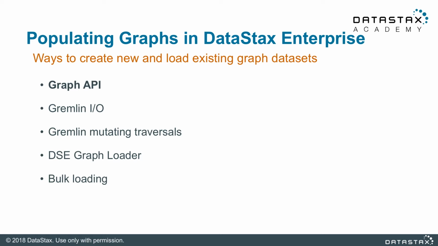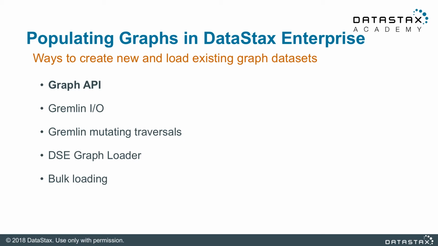One can execute individual statements in the Gremlin console or DataStax Studio, or write a script that issues many statements programmatically. This method is generally slower than the Gremlin IO utility. However, Gremlin IO is more suitable when exporting and importing existing graphs. Gremlin mutating traversals are more suitable for mutating existing graphs.